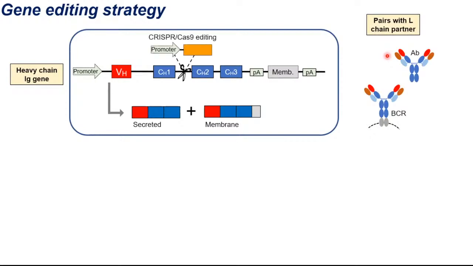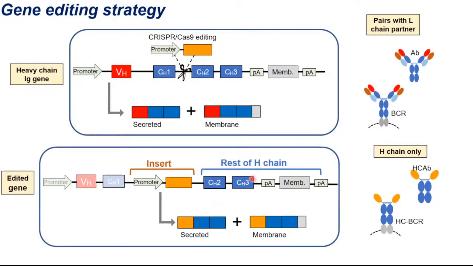So with our gene editing strategy, we want to use CRISPR-Cas9 editing to come in between the CH1 and CH2 regions and insert a new promoter to drive expression starting at this point, and our new antibody head group, which is this orange box. And once this is inserted into this region, this is what it looks like.